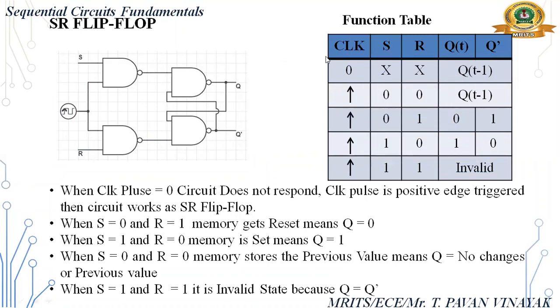Whenever the inputs in S and R are 0, we get the previous state. Q of t minus 1 is the previous state because the present state is Q of t. I am notating the present state with Q of t and the previous state with Q of t minus 1. Next, whenever the clock is activated, it is positive edge triggered. For that, I am giving an arrow mark. If you are using a latch, just put 1 here.